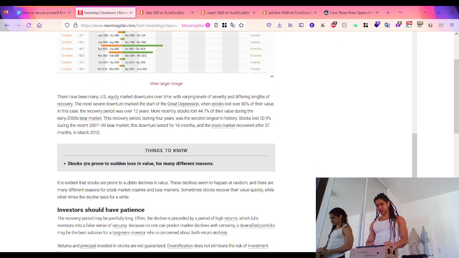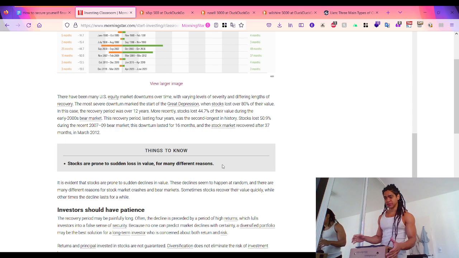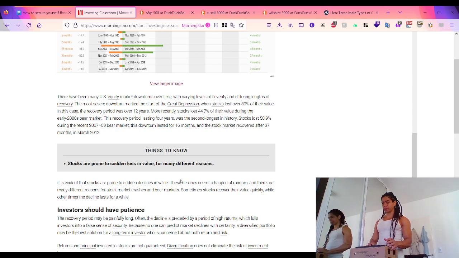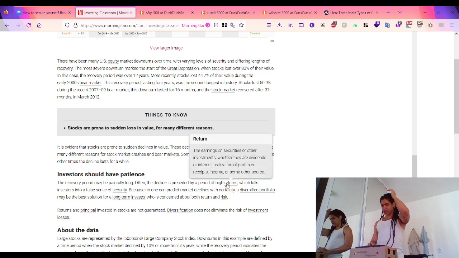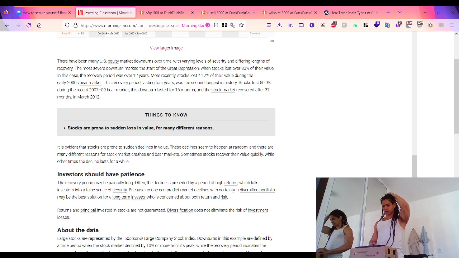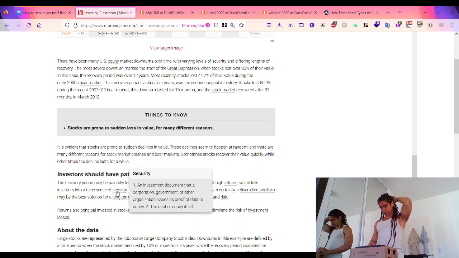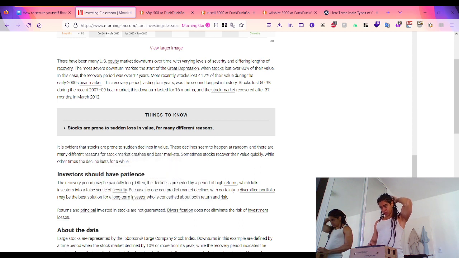The things to know is stocks are prone to sudden loss in value for many different reasons. Investors should have patience. The recovery period may be painfully long. Often, the decline is preceded by a period of high return, which lulls investors into a false sense of security, because no one can predict market decline.